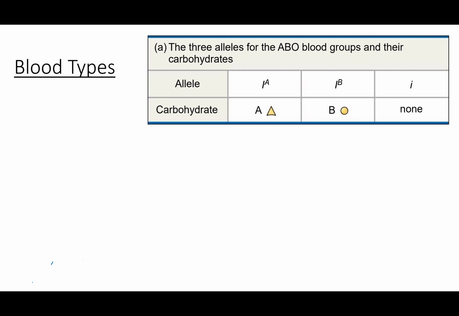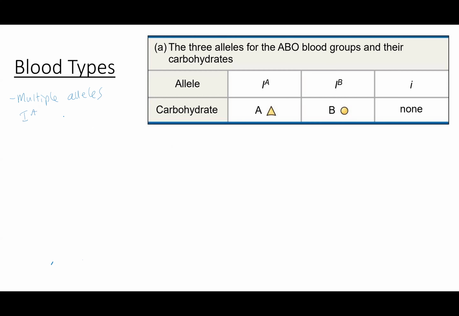So this has two different inheritance things that are important. Number one, there's the genetic concept of multiple alleles. Up until this point, everything that we've talked about has had one or the other. There's only two possibilities for each allele. There are traits that have more than two alleles, and in the case of blood typing, there are three possible alleles. There's I big A, I big B, and little i. Okay, so there's three alleles.